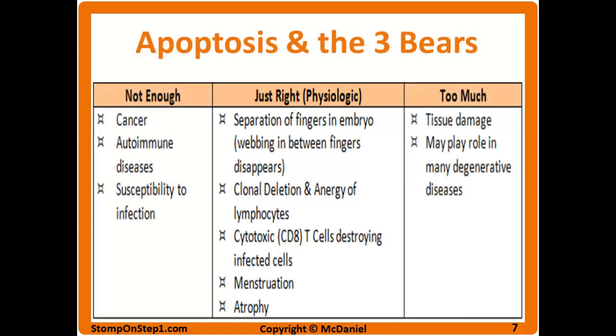However, there are also going to be situations where there's too much apoptosis, and this can lead to tissue damage and plays a role in many degenerative diseases. At the same time, not having enough apoptosis would also be an issue. This can play a role in certain cancer formations, autoimmune diseases, and lead to susceptibility to infection.